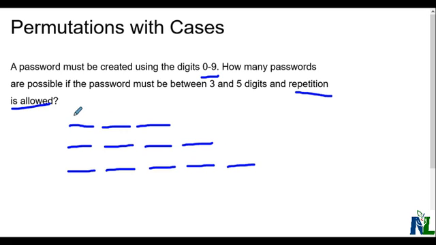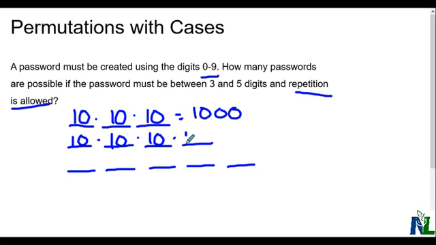So for the 3-digit password, we have 10 digits available, 0 to 9. And since repetition's allowed, there are 10 choices for the second digit and 10 for the third. So that's a total of 1,000 3-digit passwords possible. Same thing for the 4-digit password. There's 10 choices for the first, second, third, and fourth digit, for 10,000. And same for the 5-digit password as well.